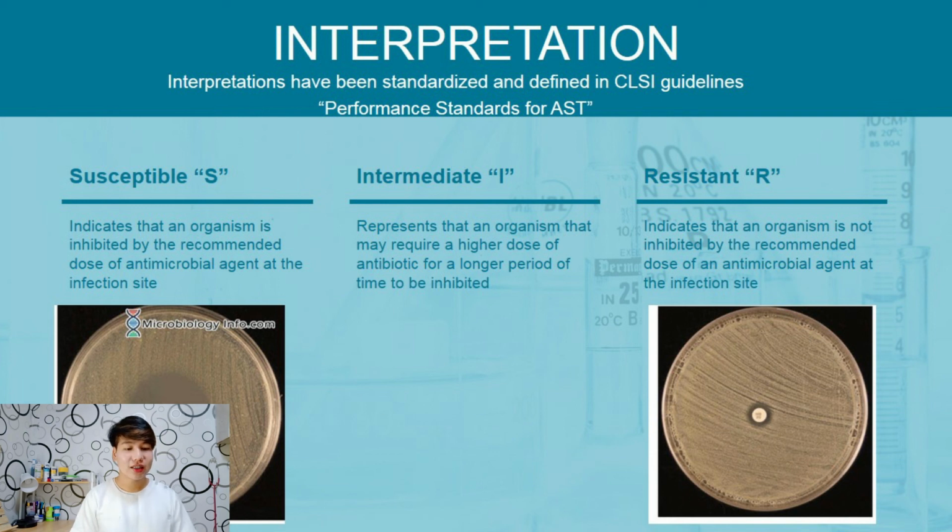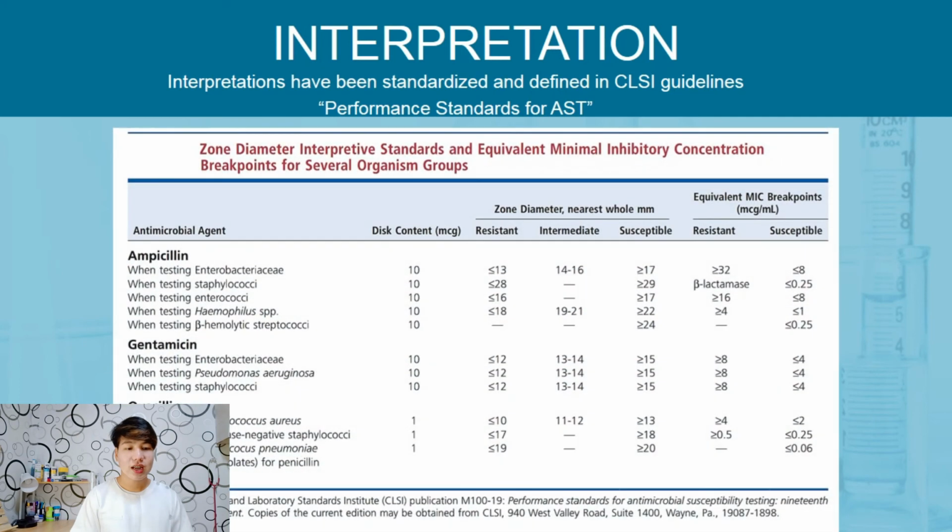Resistant or R indicates that an organism is not inhibited by the recommended dose of an antimicrobial agent at the site of infection. So this is the reference for several organism groups provided by the CLSI, where you may compare your measurements. So once the measurements have been made, the millimeter reading for each antimicrobial agent is compared with that specified in the interpretive tables of CLSI documents. And the results are interpreted as susceptible, non-susceptible, intermediate, or resistant.